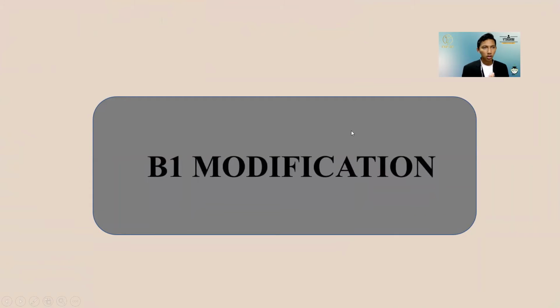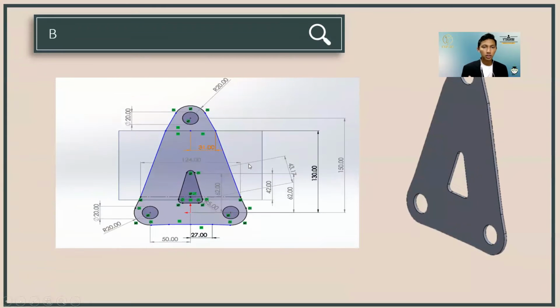So this is our B1 modification, which will be explained by me. We had about 6 modifications. The first is B1, which is a 50 millimeter size bracket. So this one is B1 here. This is our geometry, the major dimensions of the geometry. This is how we do the dimensions in SolidWorks.